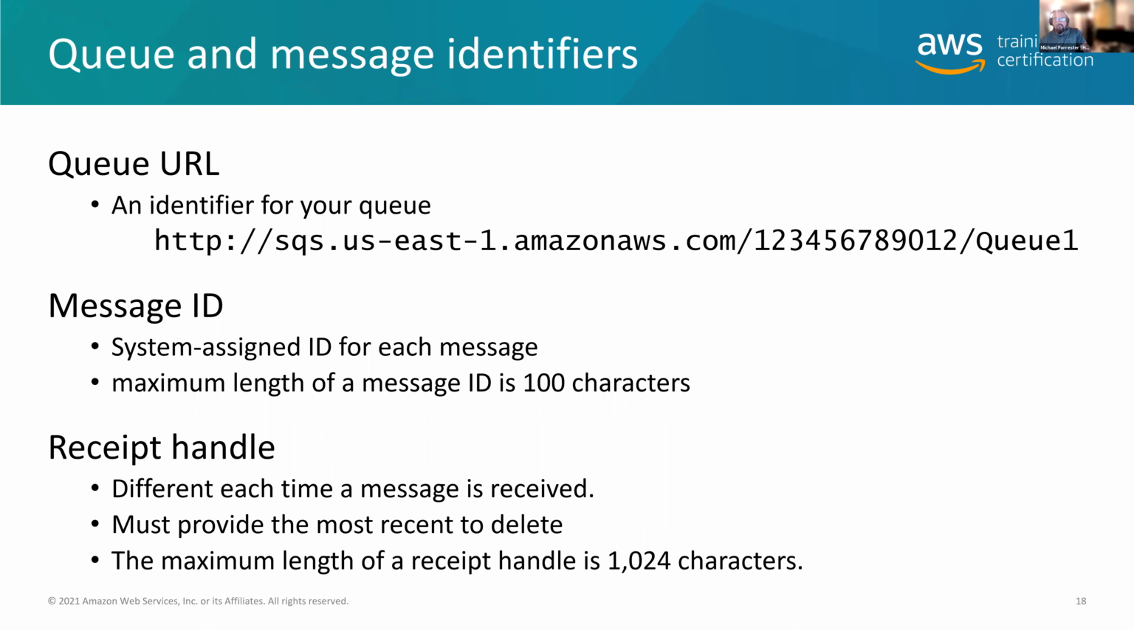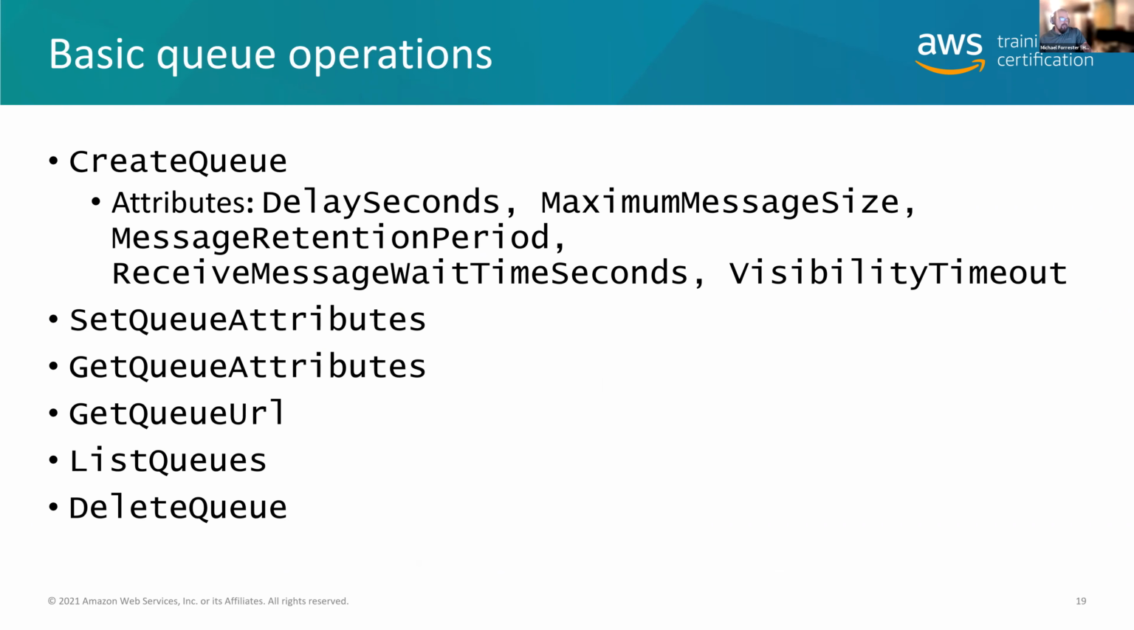Basic queue operations include creating a queue, where you can set the defaults, setting queue attributes, getting the queue URL if you need to retrieve it, listing all the queues in your account, or deleting a particular queue. All standard stuff, standard CRUD, actually.